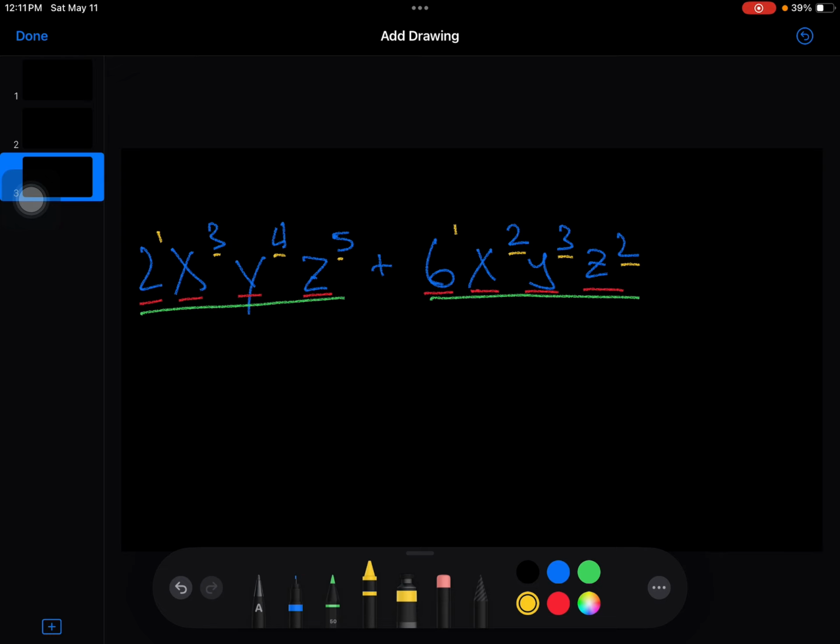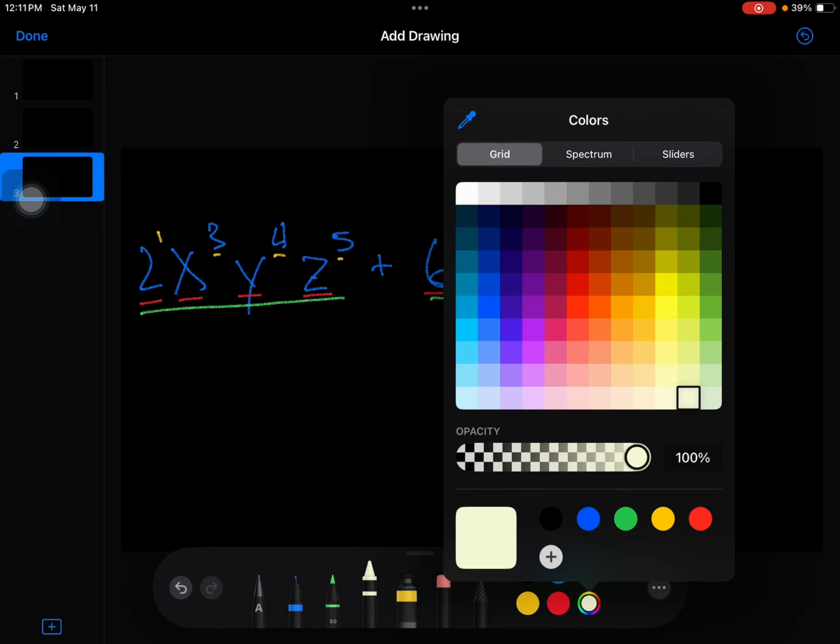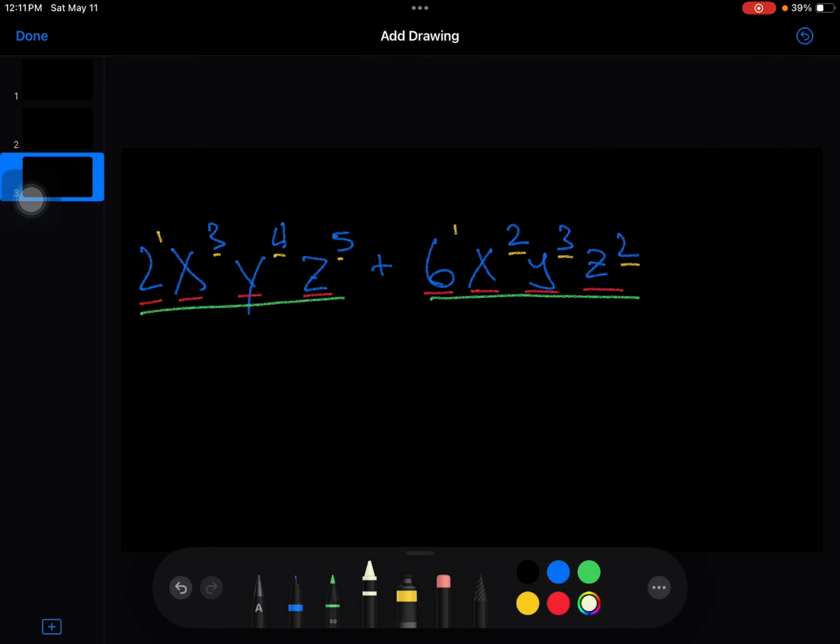And if we wanted to factor out a common factor, for example, then what we want to do here is look at each of the parts. So 2 and 6. What's the highest common factor that goes into both 2 and 6? Well, it's 2. 2 divided by 2 is going to be 1. And then 6 divided by 2 is going to be 3.